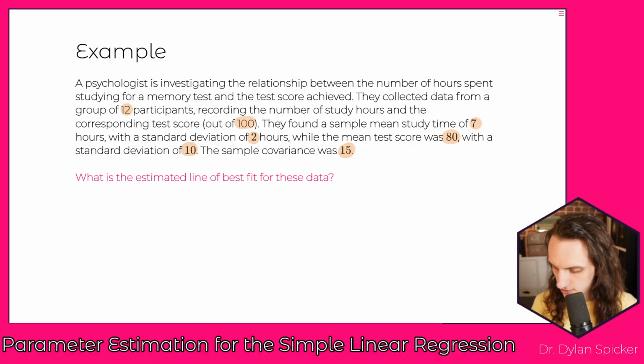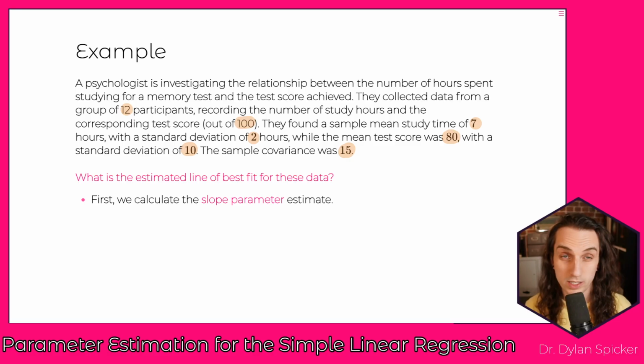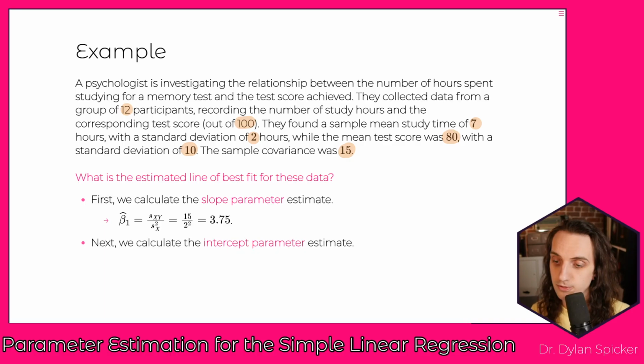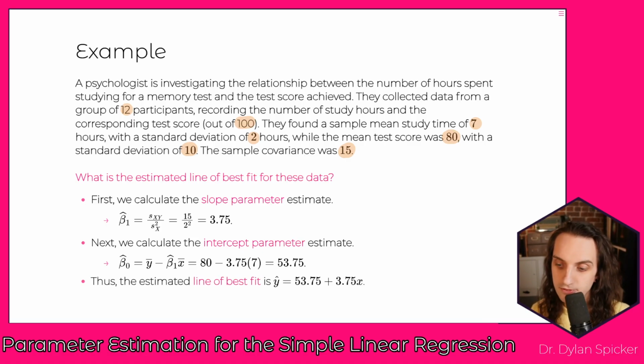Actually taking these values, what does this result in? We're calculating our slope. We get a slope of 15 over 4, 3.75 rather. Next, we calculate the intercept, and working that out, we get 53.75. So then y hat is going to be 53.75 plus 3.75 times x.